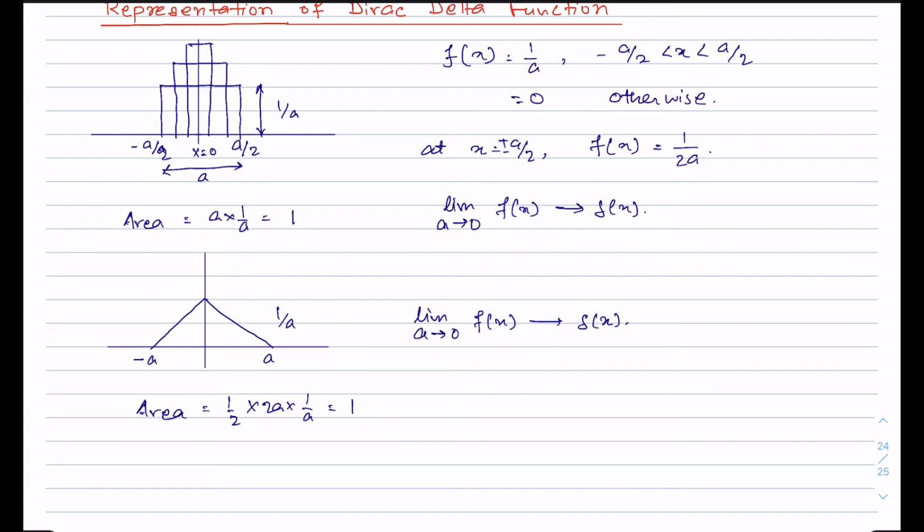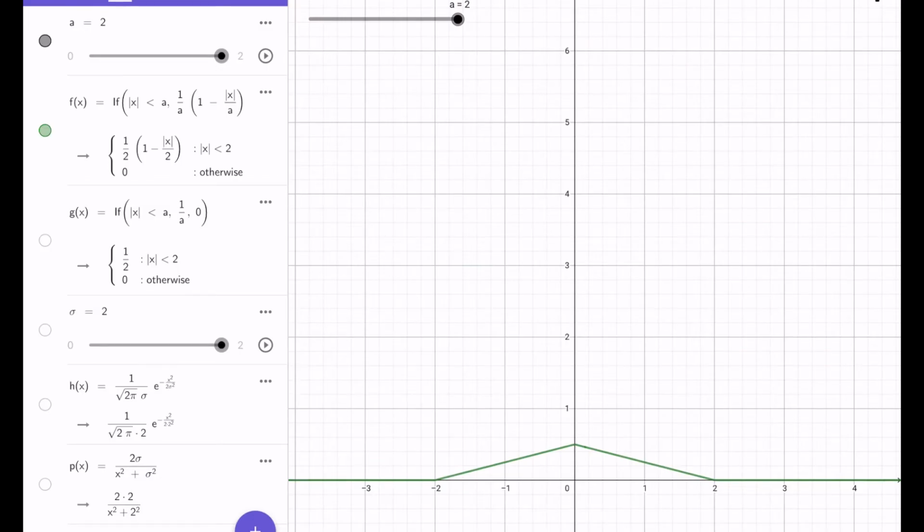So if you decrease the value of a, the width or the base will decrease and the height will increase, and for a sufficiently small value of a, it will behave as a Dirac delta function. Now to clearly understand it, let's see it graphically. Here you can see that this green curve represents a rectangle whose height is half and its spread is from minus 2 to plus 2. So the area under the curve is 1.